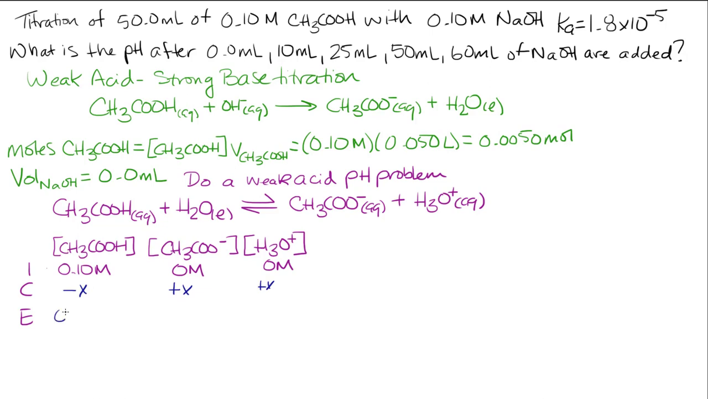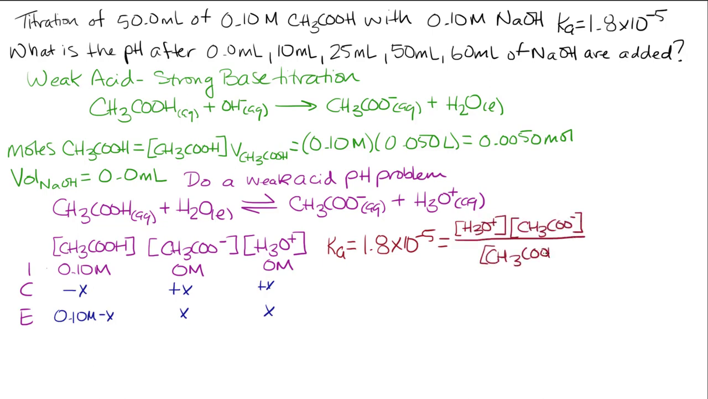Now we can combine the values we have for the initial concentrations and the expected changes to give us equations for our equilibrium concentrations. We can set up our equilibrium expression where Ka is equal to the concentration of hydronium ion times the concentration of acetate ion over the concentration of acetic acid. Plugging in the equilibrium values from the ice table gives us the mathematical equation 1.8 times 10 to the negative fifth is equal to x squared over 0.10 molar minus x.